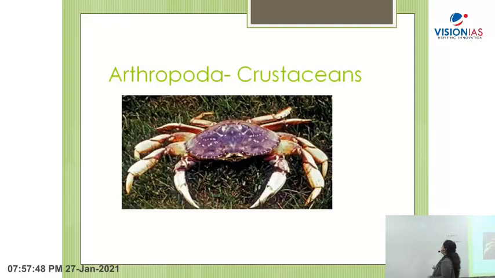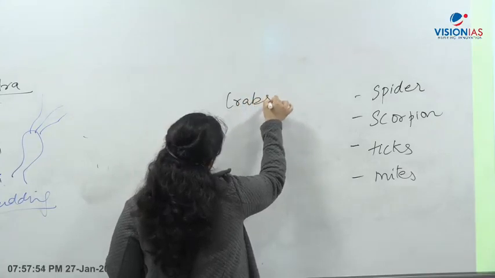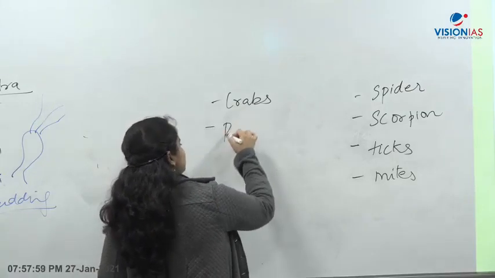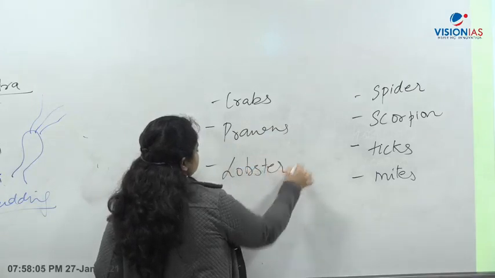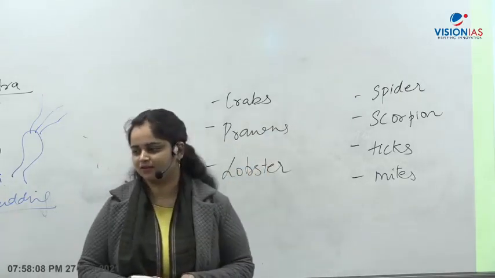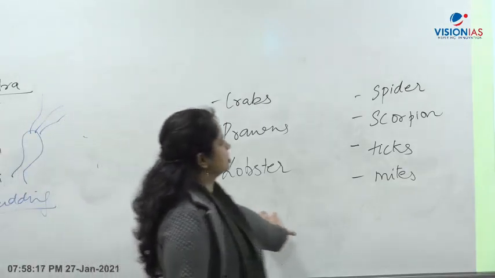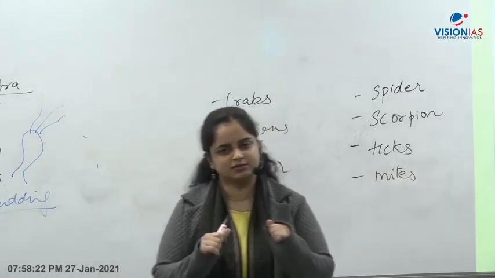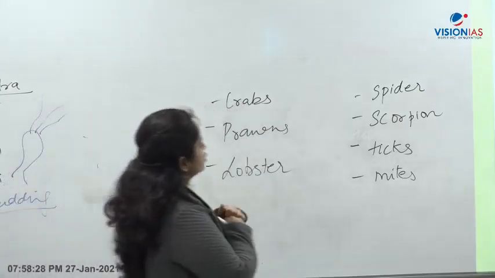Crustaceans. Crustaceans would be all your aquatic organisms. So if you're fond of seafood, then you would be very familiar with all of these. We have crabs, we have prawns, we have lobster. Okay? All of these are arthropods. You don't have to go into why this is crustacean, why this is arachnid. Just remember the examples. That's good enough at this stage. Okay? Crabs, prawns, lobster.